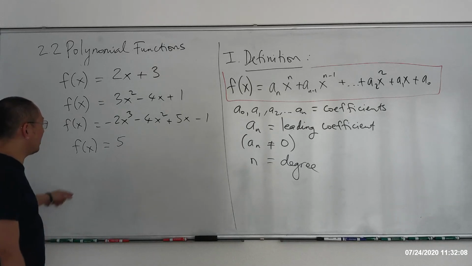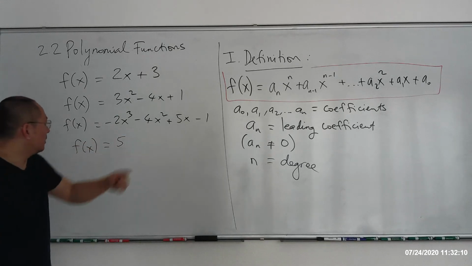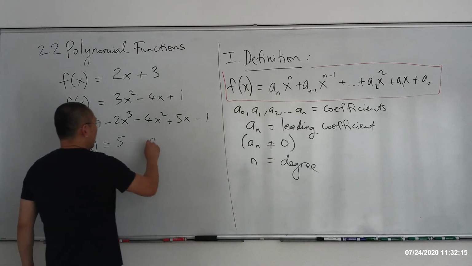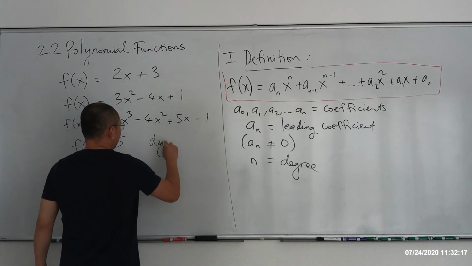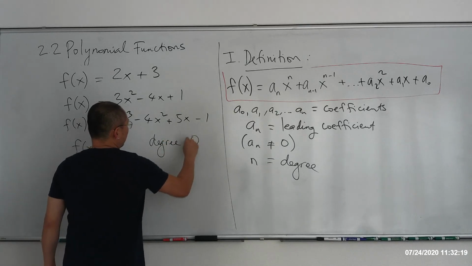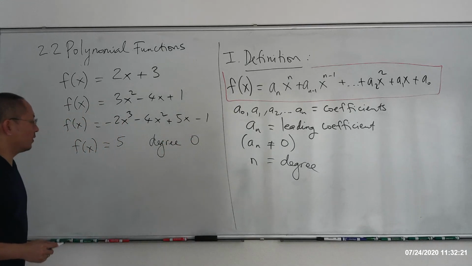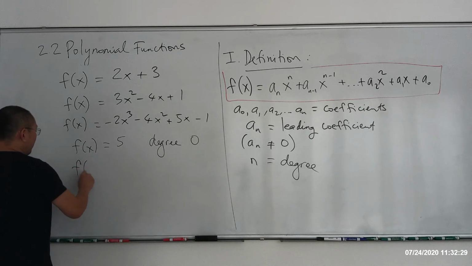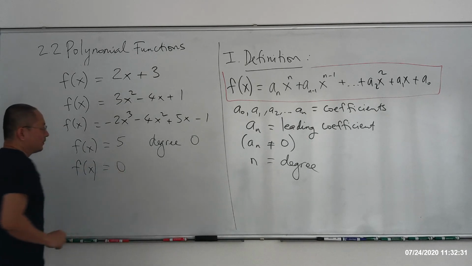And graphically, what is it? Horizontal line at y equal to 5. This is a polynomial of degree 0. Very special, but it's pretty trivial and easy to take care of. Just a horizontal straight line. Even more special than this, we have something like f of x equal to 0.